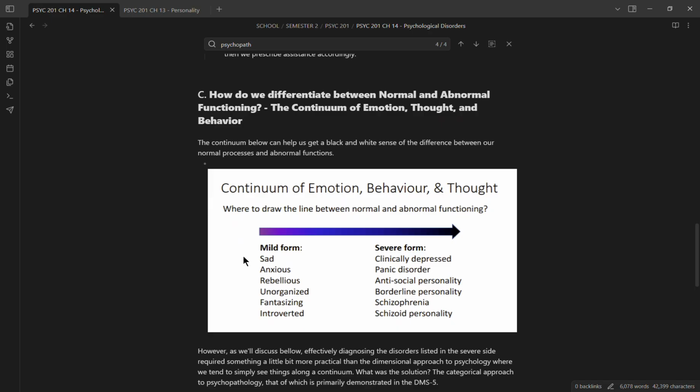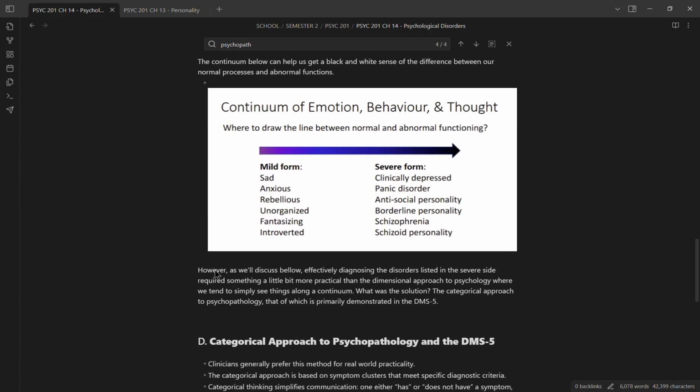Continuums can help us get a black and white sense of the difference between our normal processes and abnormal functions. However, effectively diagnosing the disorders listed on the severe side that we talked about requires something a little bit more practical than the dimensional approach to psychology. Because typically seeing things on a continuum doesn't really get us everywhere we want, especially with raw differentiation and determination. So what's the solution to that? It is the categorical approach to psychopathology, that of which is primarily demonstrated within the DSM-5.